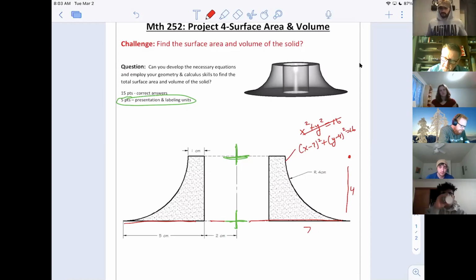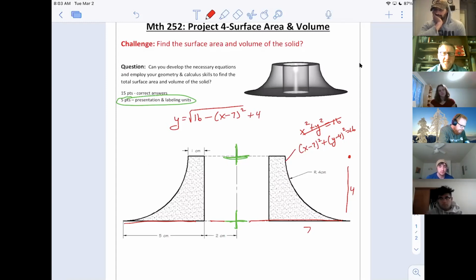And then if I solve that, I'll just make this kind of messy because I want to go quick. If I solve that for y, I'd have to take 16 and subtract (x minus 7) squared from both sides, then square root all of that to get rid of the squared, and then finally add 4 to both sides. And so that's what y would be equal to.